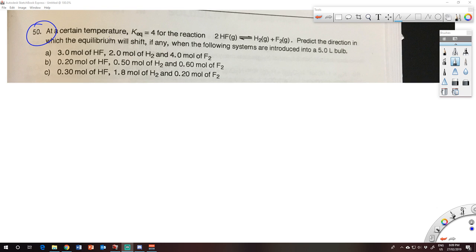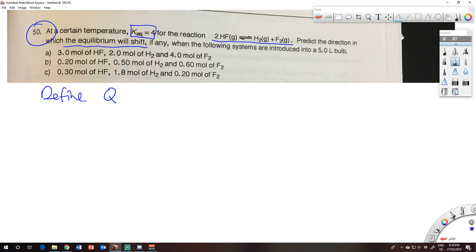So this question tells us that at a certain temperature the KEQ is equal to 4 for this particular reaction. Predict the direction in which the equilibrium will shift, if any, when the following systems are introduced into a 5-liter bulb. So this is basically 3 different calculations, you're doing the same calculation 3 different times. This is asking which way the equilibrium will shift, so we have to define Q, which I think they call the reaction quotient.